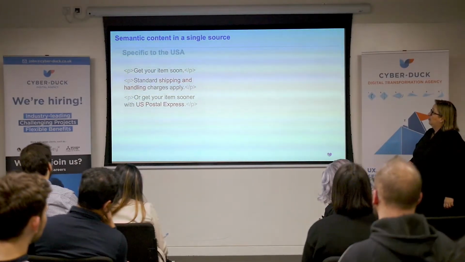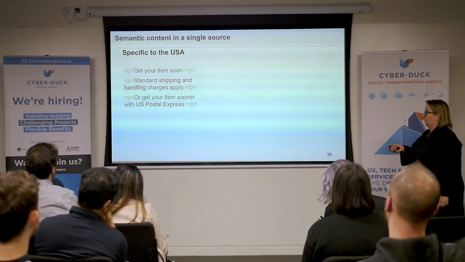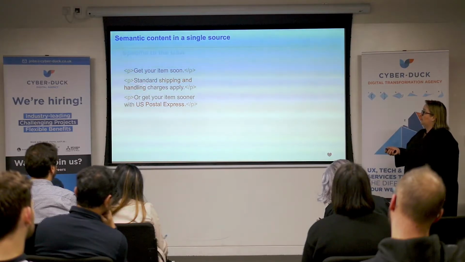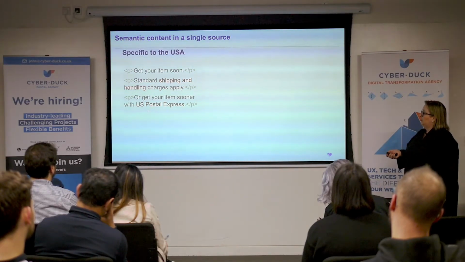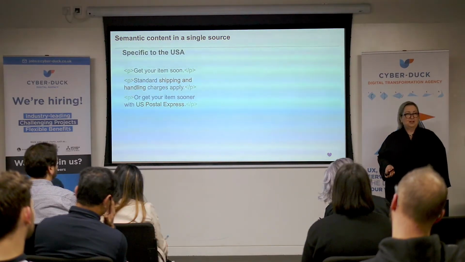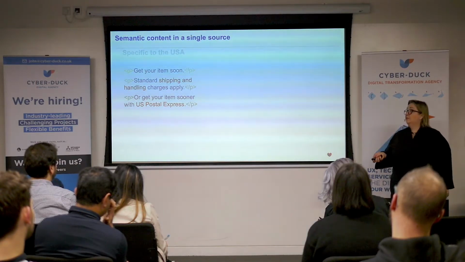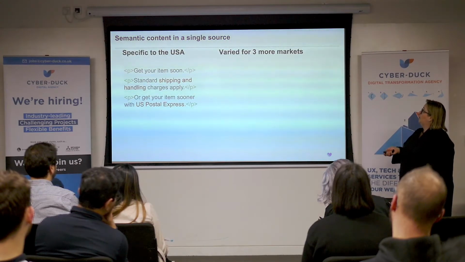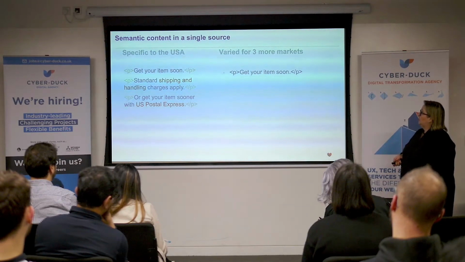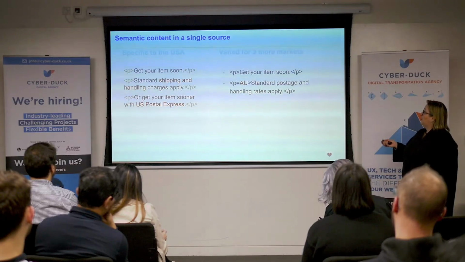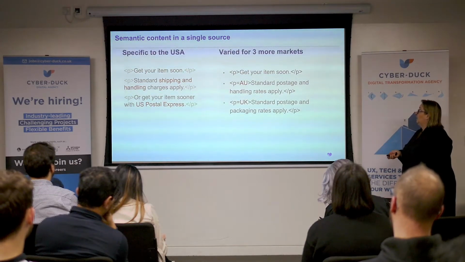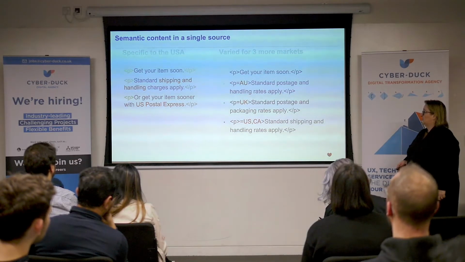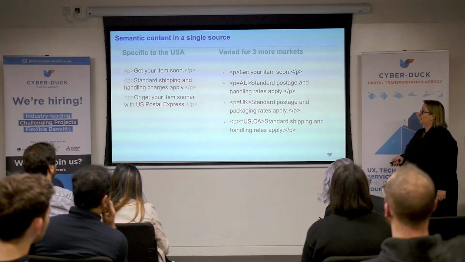So here's an example from when I did some stuff at eBay. You'd say, get your item soon, standard shipping and handling charges apply, or get your item sooner with US Postal Express. Very US centric. So if we wanted to vary it for 3 more markets, we'd still say get your item soon. For Australia, it's postage and handling. For UK, it's postage and packaging. And for the US and Canada, it's shipping and handling. And now everybody understands it.